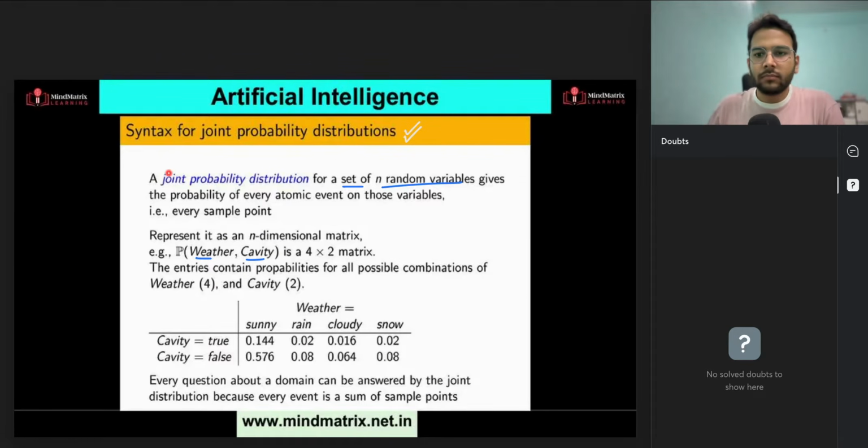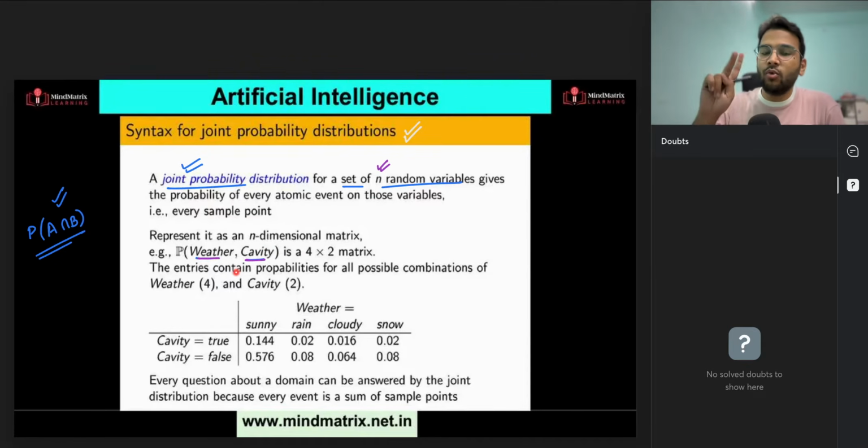Carefully see this now. First of all, what is joint probability distribution? We know what joint probability is, yes or no? In the previous class, we already discussed it. If I have two events A and B, then A intersection B is my joint probability, where we can have two or more events. Now, what is joint probability distribution? This is for a set of n random variables. In this example, weather and cavity are the two random variables that we have. And it gives the probability of every atomic event on those variables.